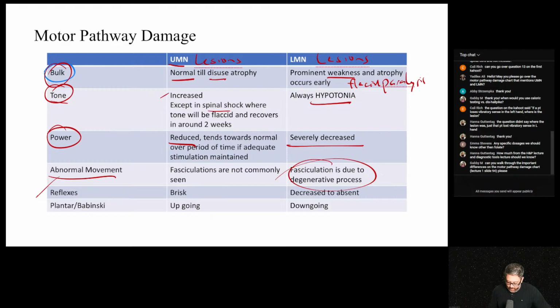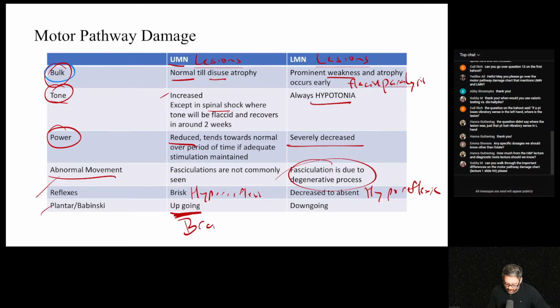Reflexes, again, hyperreflexia and hyporeflexia. That lower motor neuron is gone. There's no reflex arc to happen with the DTRs, so reflexes go away. Your Babinski reflex is upgoing with a lower motor neuron.